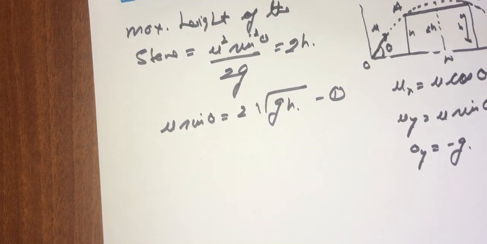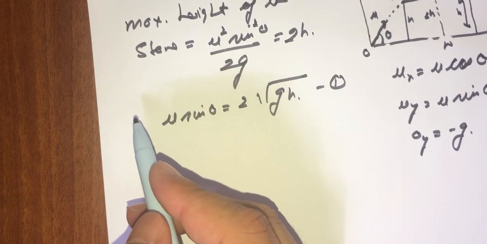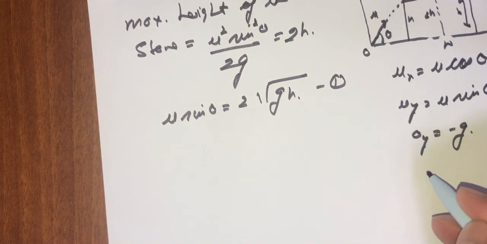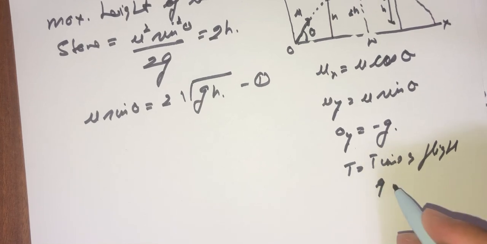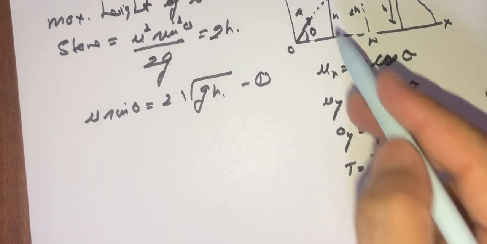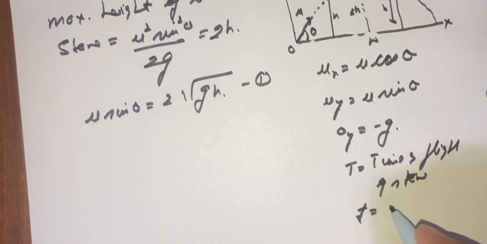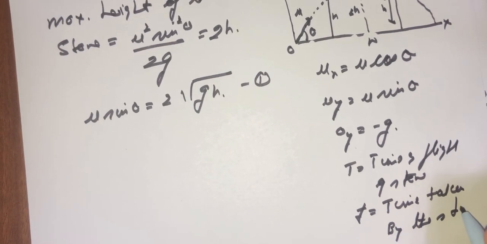If capital T is the time of flight of the stone, and small t is the time taken by the stone to go from O to A.